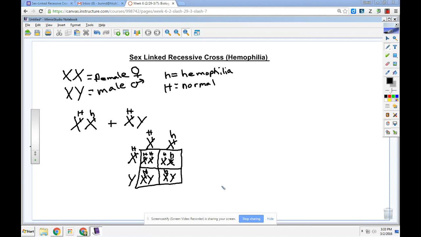And that is why sex-linked disorders like this tend to occur much more often in males than in females. In hemophilia, the numbers are somewhere in the neighborhood of 1 in 10,000 males and 1 in 100 million females. So that is just a basic intro to sex-linked recessive crosses, and I hope it was helpful.